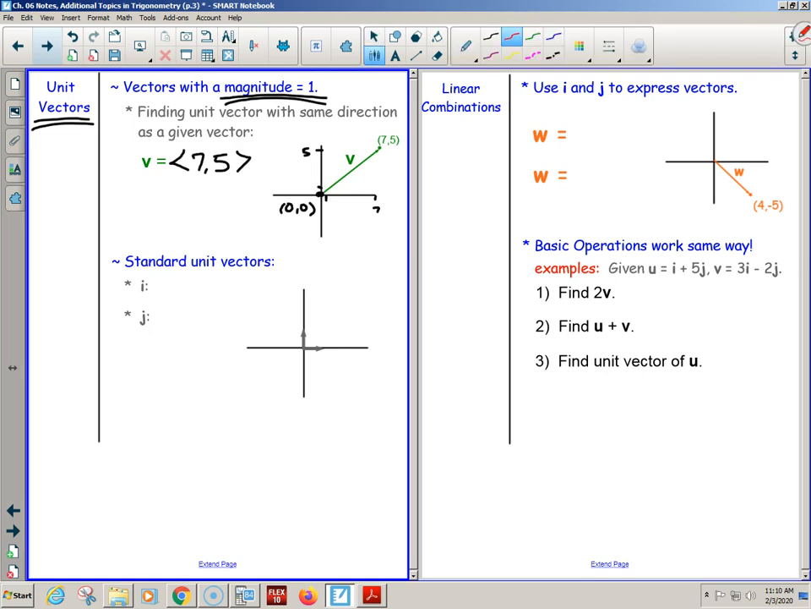It's not 7. It's not 5. A squared plus b squared. Thank you. A squared plus b squared. Magnitude. I need to know how long he is. How long is he? Pythagorean theorem. What's 7 squared plus 5 squared?